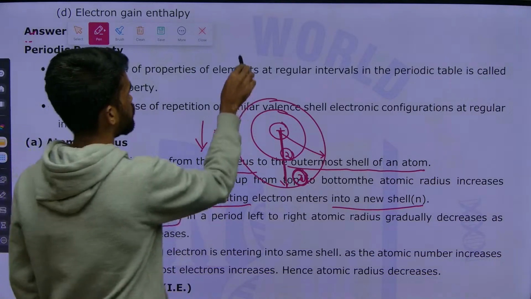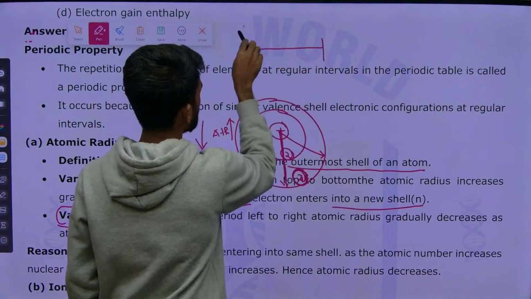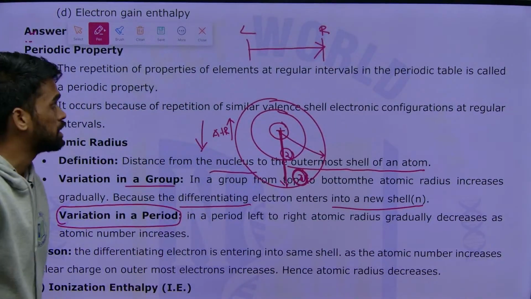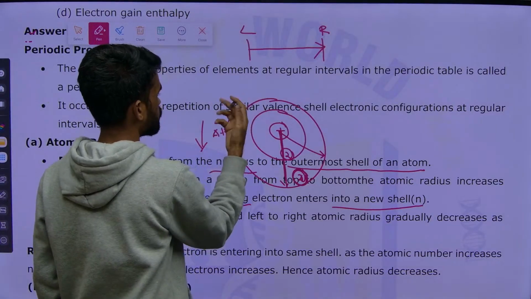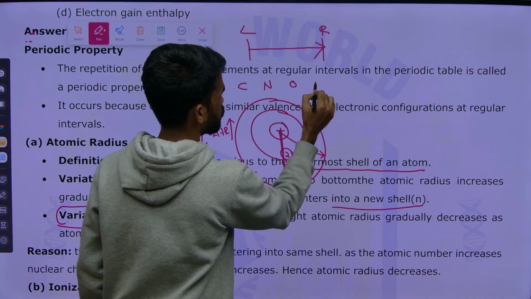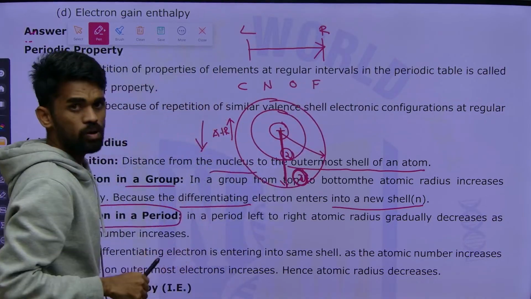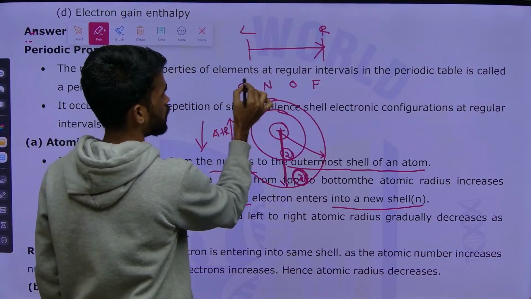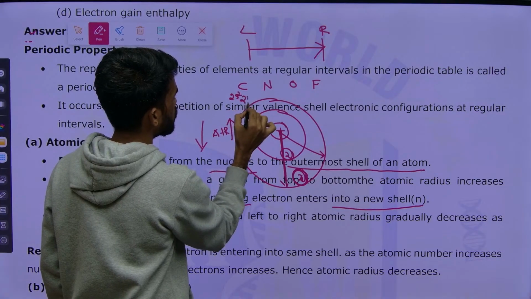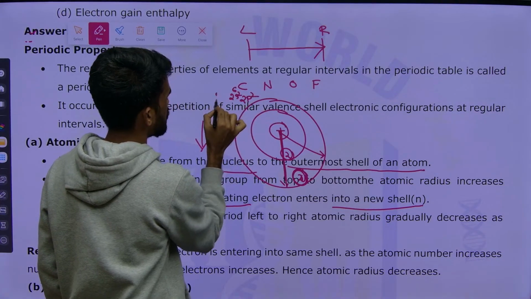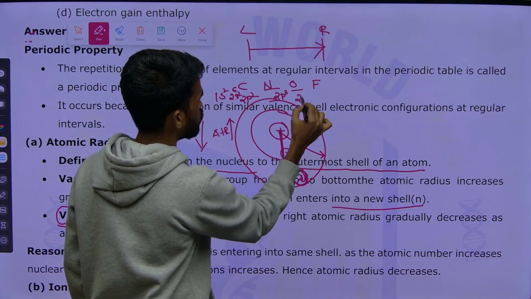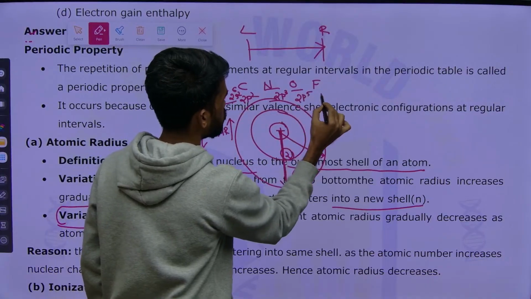So if you are moving from left to right, just take some elements that give you more clarity: carbon, nitrogen, oxygen, fluorine. What happens? Moving from here to here, you just write the electronic configuration. Here you are writing 2s2, 2p2. This is atomic number 6, like 1s2, 2s2, 2p2. Here it will be 2p3 and here it will be 2p4 along with these first things. 2p5, here it will be 2p6.